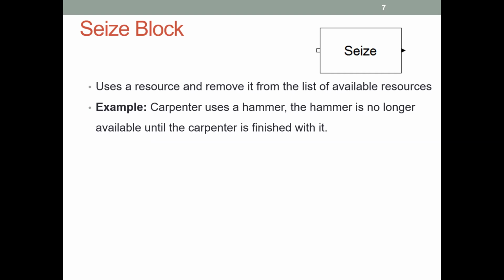So to build a logic for a resource like a machine, we're going to need 3 blocks. The first block is called the Seize. So this uses a resource and removes it from the list of available resources. So what this does is, let's say an entity gets to this block and is trying to use a machine. What this Seize block is going to do is check if a machine is available. If the machine is available, it's going to assign it to the part, or the part is going to be assigned to that machine. If the machine is not available, it's going to return it to the queue, or make it wait in the queue. Right, so that's all this does. So for example, a carpenter uses a hammer. The hammer is no longer available until the carpenter is finished with it. Right, so you cannot assign the hammer until it is returned again. So that will be the Seize.